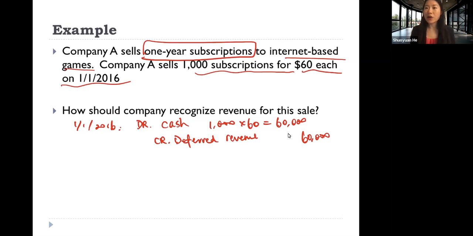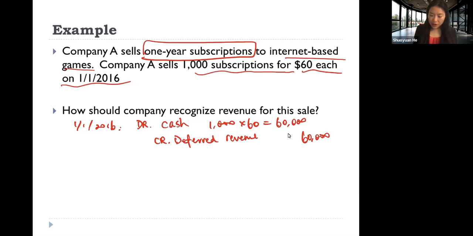What is deferred revenue? Is it an asset or liability? Deferred revenue is not a revenue. It is a liability for Company A. So on January 1st, 2016, Company A gets cash, and at the same time, Company A has a liability to perform service over the next 1 year. So that is a liability for Company A. At that time, Company A cannot recognize it as revenue, and because it gets cash, it needs to record a liability at the same time. And deferred revenue is a liability.